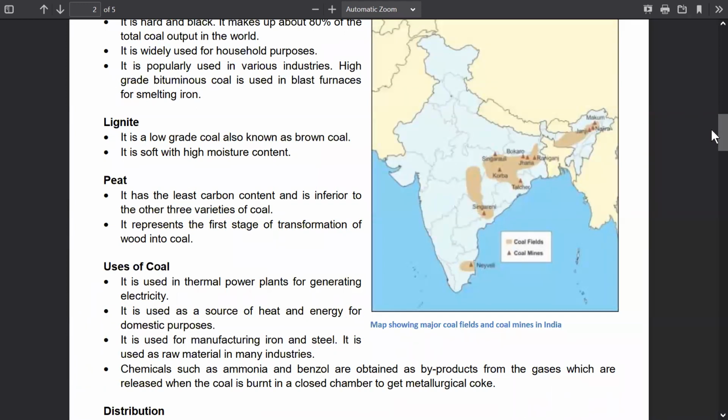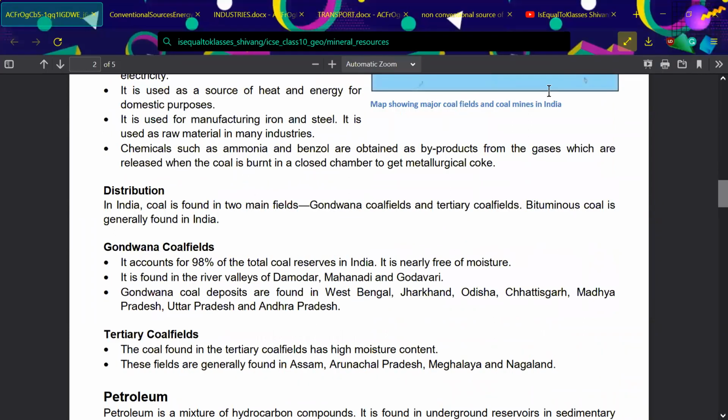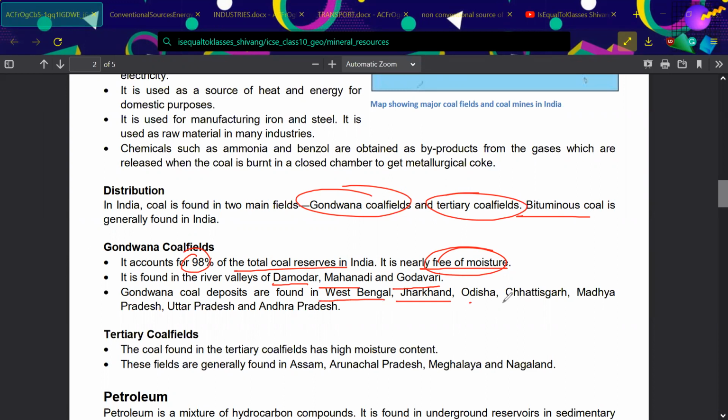to distribution of coal. Okay, let's study the distribution of coal. In India, coal is found in two main fields, Gondwana coal fields and tertiary coal fields. Bituminous coal is generally found in India. Gondwana coal fields account for 98% of the total coal reserves in India. It is nearly free of moisture. It is found in the river valleys of Damodar, Mahanadi, and Godavari. Gondwana coal deposits are found in West Bengal, Jharkhand, and Odisha.